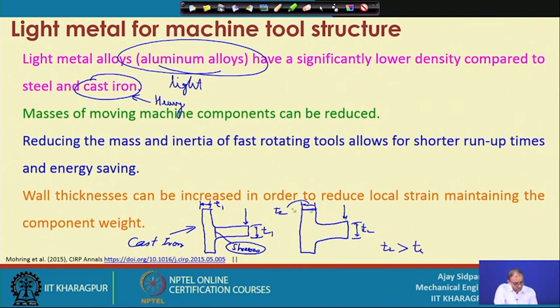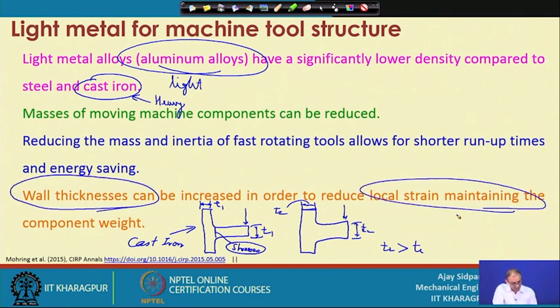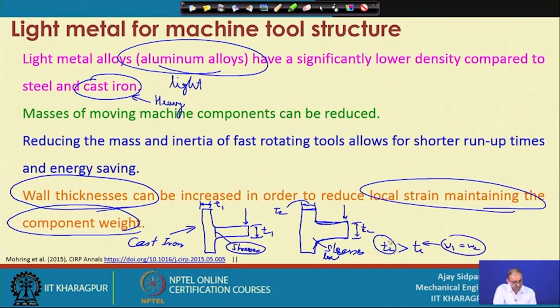So, in this case you can increase the wall thickness here to reduce the local strain. So, now your thickness is a little bit more compared to the earlier case. So, your stresses will be expectedly low, maintaining the weight of the component, because we know the density difference is high. So, even if you increase this thickness, your weight will not increase at such a high rate, because there is a density difference. So, weight will be the same for both cases. So, that is W1 equal to W2, even though you are increasing the thickness of this part.